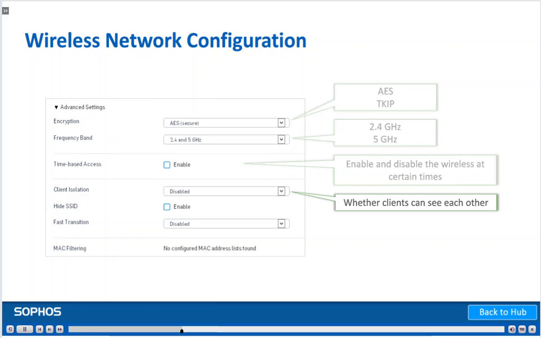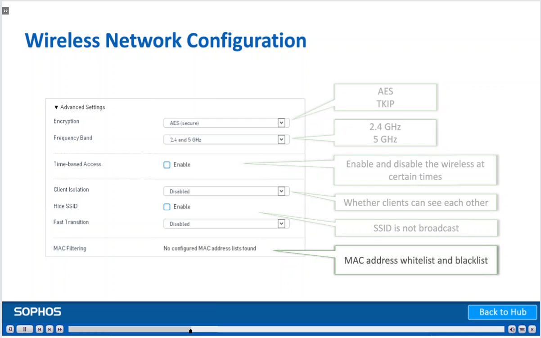Client isolation makes it so that clients connected to the wireless network cannot interact with each other. This is useful in guest networks as it prevents potentially malicious users of the guest network from interacting with other guest users. The Hide SSID option makes it so that the SSID of the wireless network is not broadcast to the public, and thus someone would have to know the SSID to join the network.